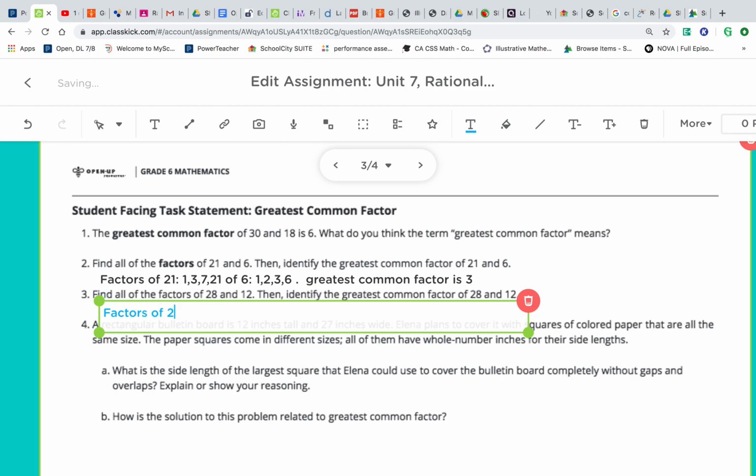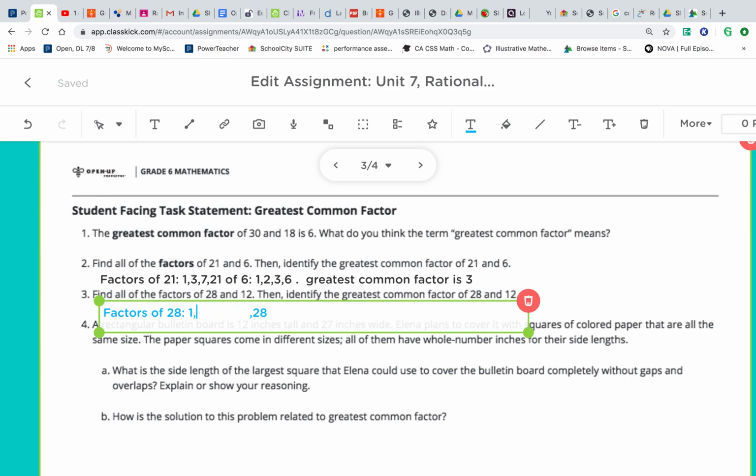All right, so factors of, the first number is 28. So let's list those out. I'm always going to start with 1 and then leave some space, and it has to be the number that we're following the factor, so 28. All right, what else is there?